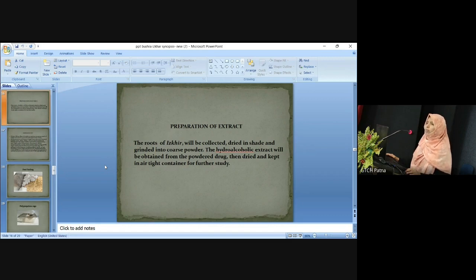In the same way, in the Soxhlet apparatus or any other method I use for the extraction of the drug, first the roots of Izkhar will be collected, then dried in shade, and ground to a coarse powder. The hydroalcoholic extract will be obtained from the powdered drug, which I will preserve, then dried, and kept in an airtight container. Then it will be used for further study.